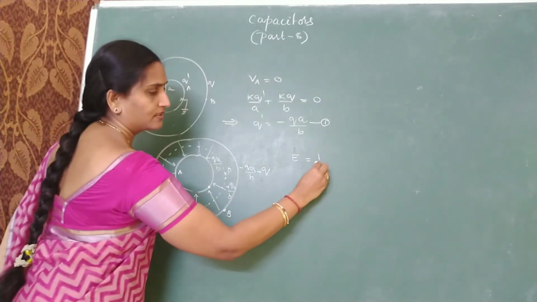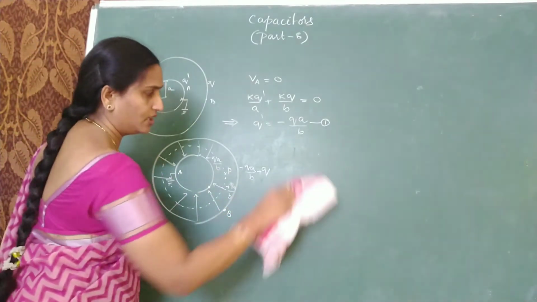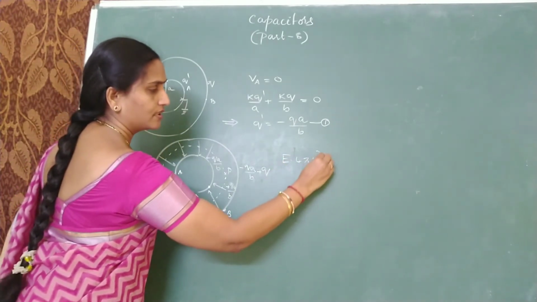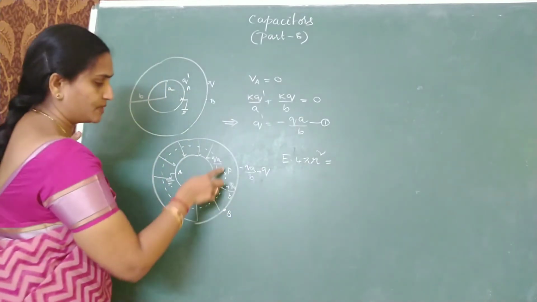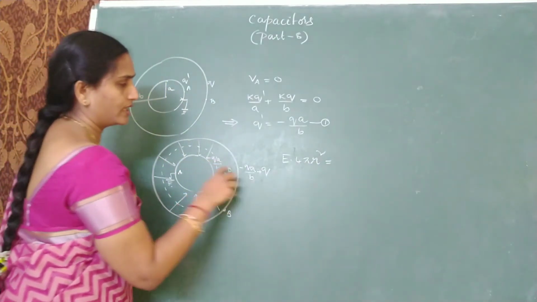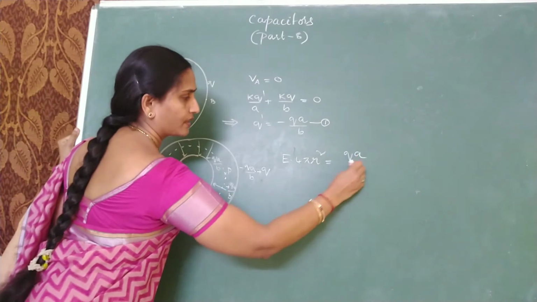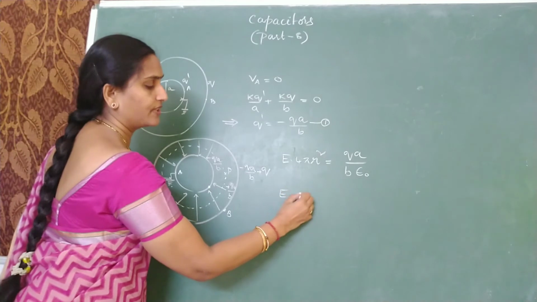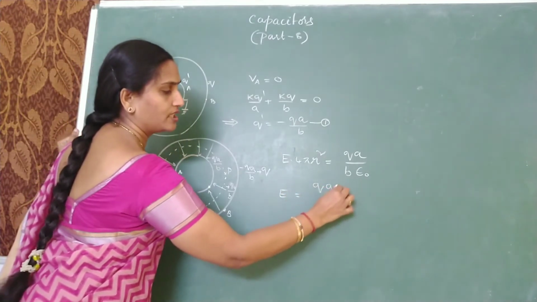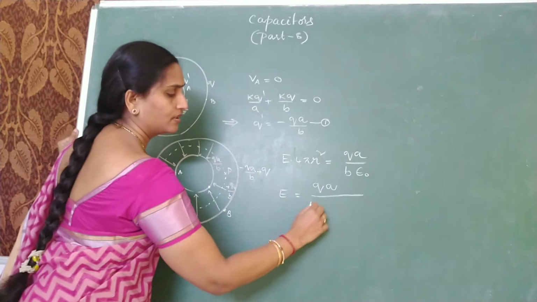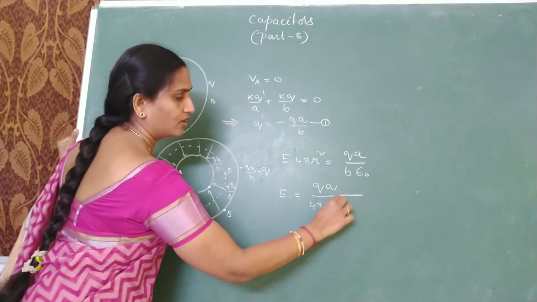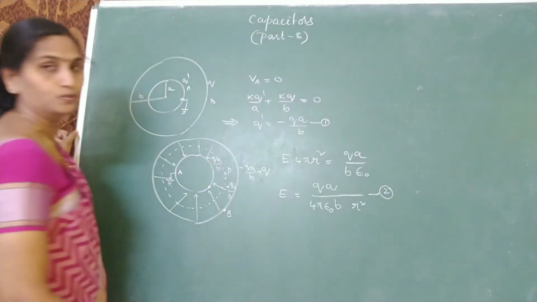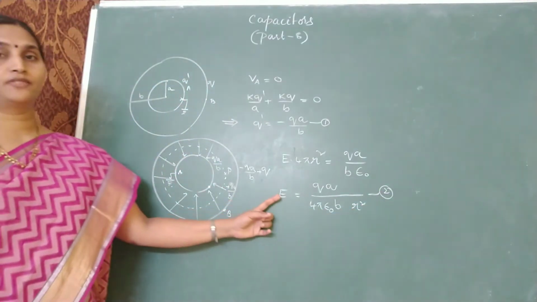So the electric field would be, I will write it as E dot dr, E into 4 pi r square should be Q by epsilon naught. It is enclosing a charge Q into A by B divided by epsilon naught. So field E equals Q into A, bring it down, 4 pi epsilon naught B into r square. Call this equation 2. So now we have got a different formula for electric field.